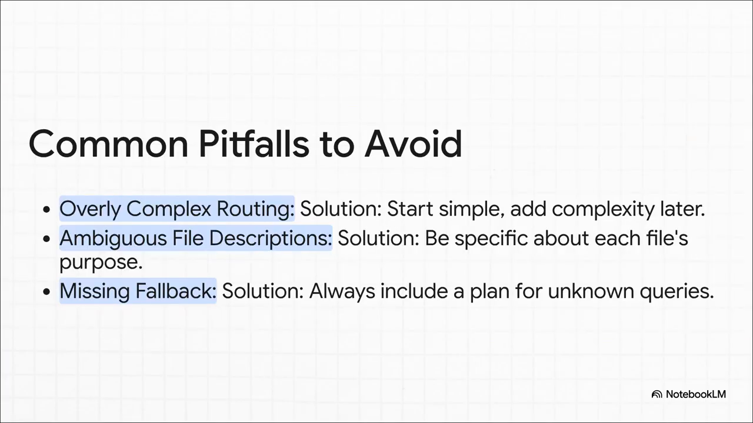Now, as you're building this out, there are a few common potholes you'll want to avoid. First, don't make it too complex right away. Just start simple. You can always add more detail later. Second, be crystal clear in your file descriptions so the AI doesn't have to guess. And this one's crucial. Always have a fallback plan for those weird questions that don't neatly fit in any category.